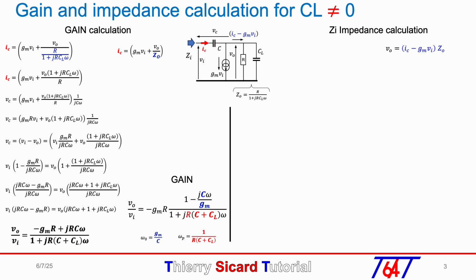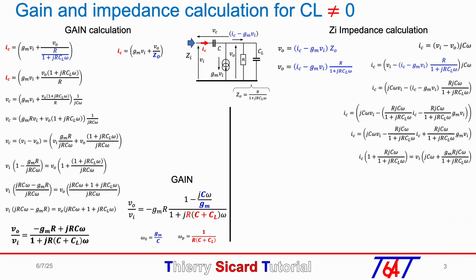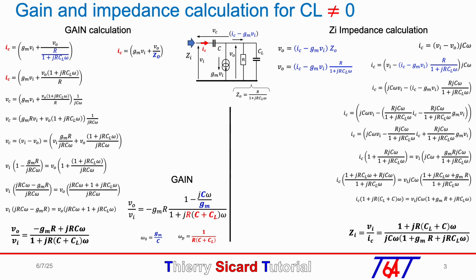We will continue by calculating the impedance, writing the equation for the output voltage Vout and replacing the term Zout with its expression. We will write the equation for IC as a function of Vin and Vout and replace the term Vout with its expression in blue. After several rearrangements of the equation, we will obtain an equation with one term a function of IC and a second term a function of Vin. By calculating the ratio Vin over IC, we obtain the input impedance Zin.